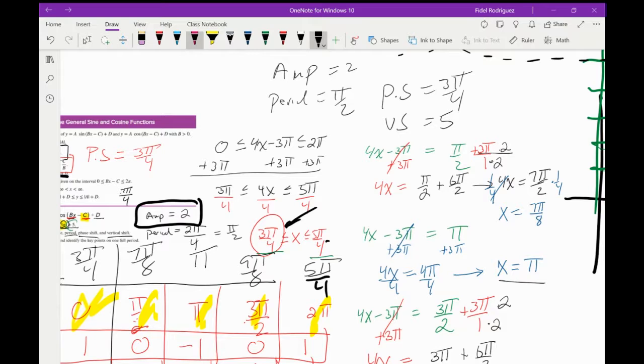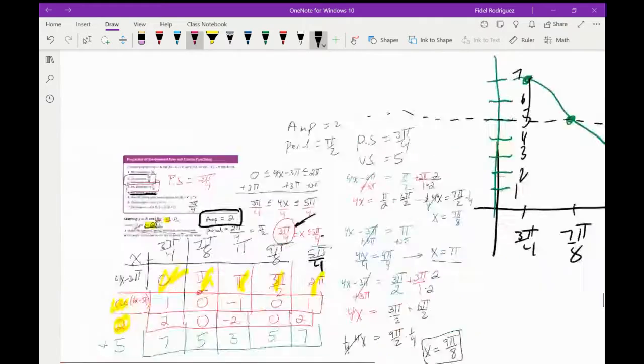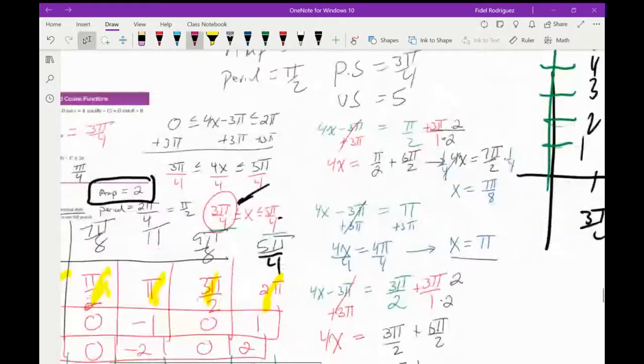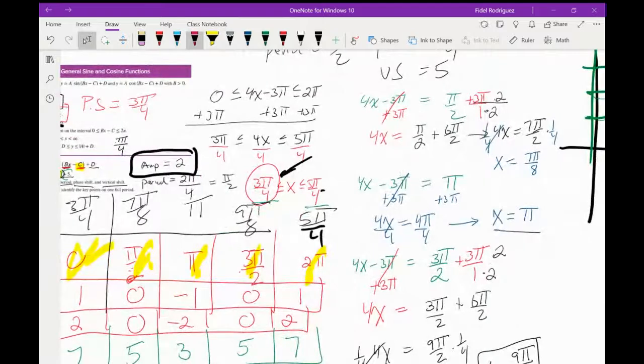The one thing that I want to try to emphasize as much as I can is that the process is the same every single time. You take what you have inside. What I mean by inside is the fraction, and you set up that inequality. So 0 less than or equal to whatever you have on the inside, less than or equal to 2 pi. Once you find those values, that's your first point and your end point.